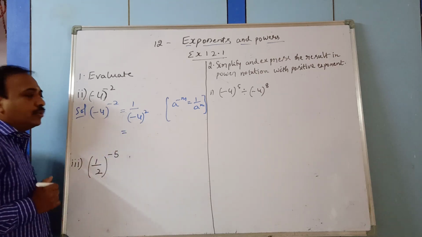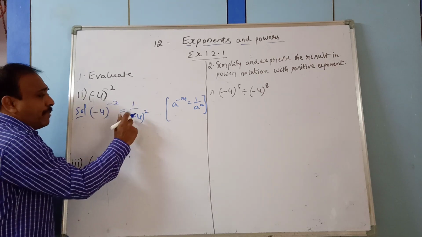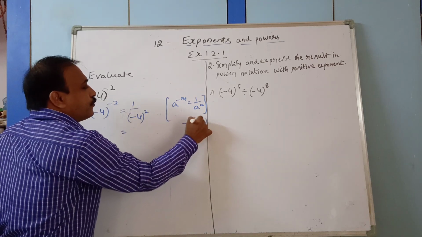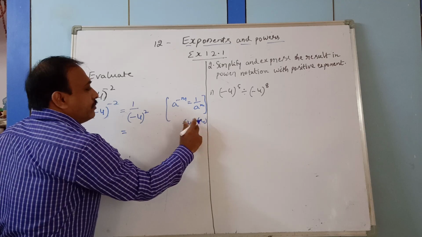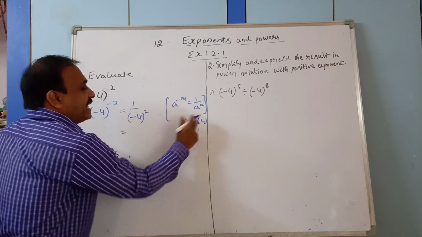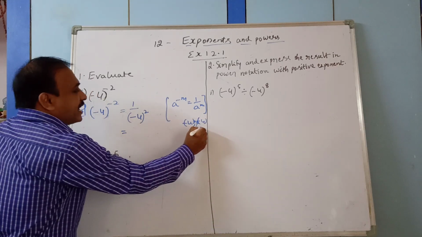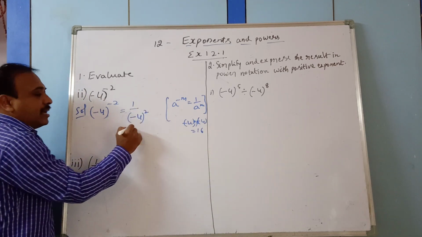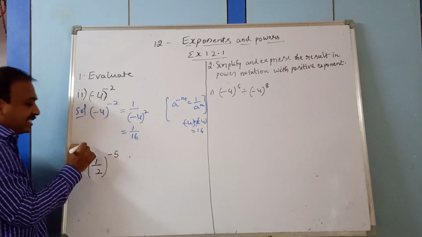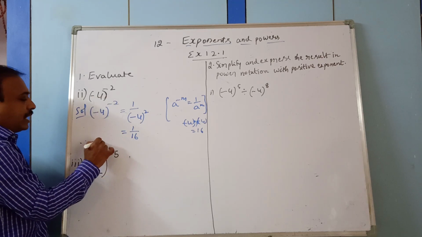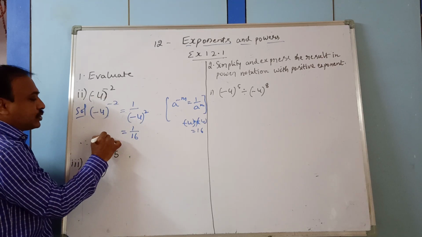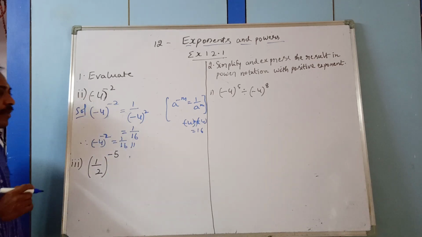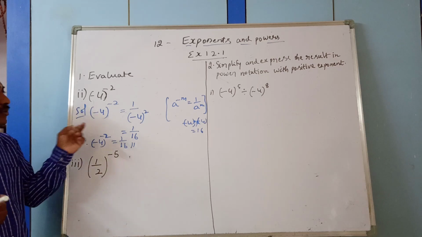Now this is equal to 1 by minus 4 whole square, meaning minus 4 into minus 4, which is minus into minus, plus; 4 fours are 16. So 1 by minus 4 whole square is nothing but 1 by 16. Therefore, minus 4 whole to the power minus 2 is equal to 1 by 16. We are using the law.